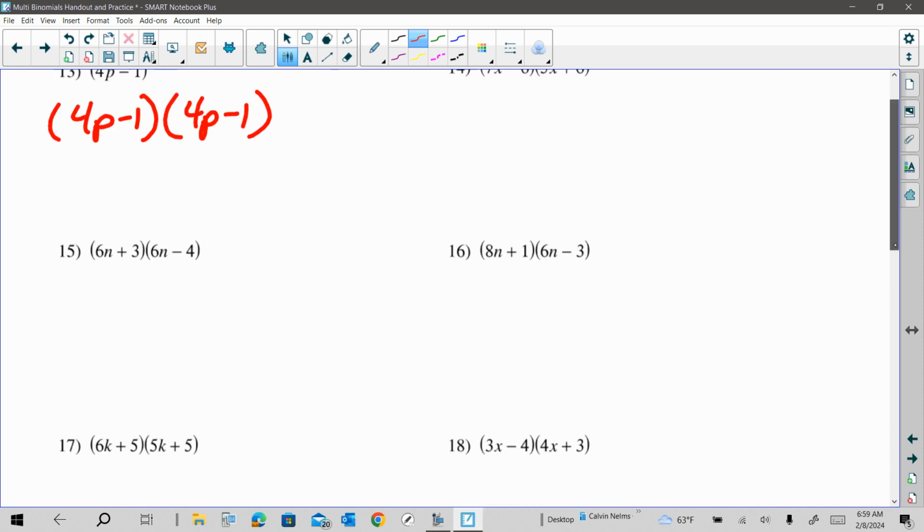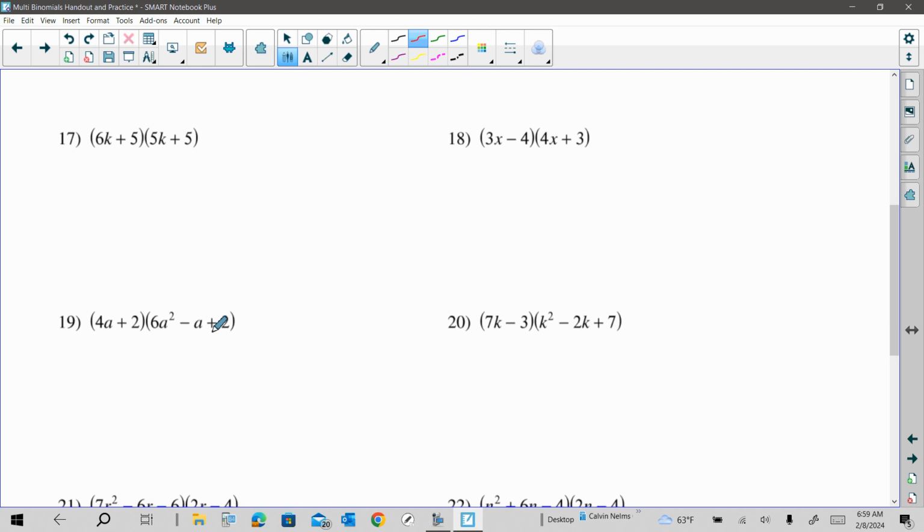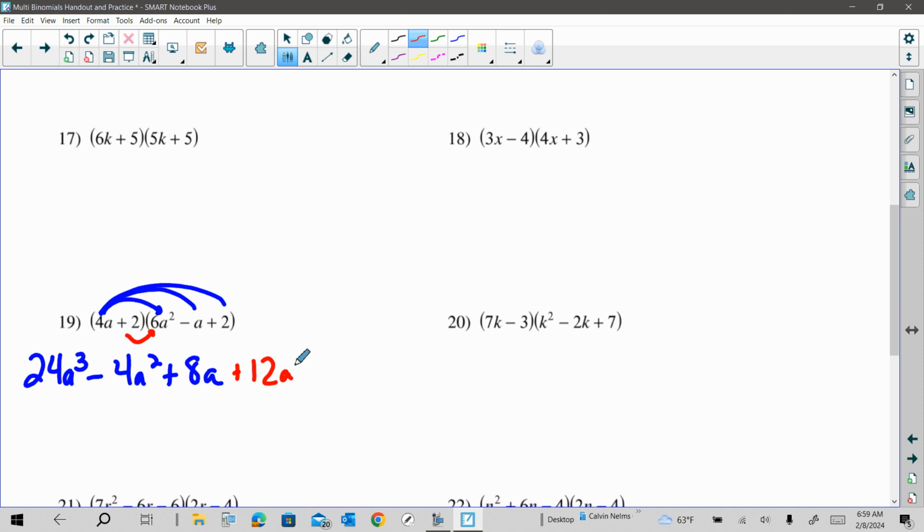So some more FOIL. And then we have binomial times a trinomial. So we're either going to distribute or doing the box. So if I'm distributing, this will be 24a cubed, then minus 4a squared. And this will be plus 8a. That's the first terms. Then I go to the next term, 2 times 6a. That's going to give me 12a squared. This will be minus 2a. And this will be plus 4. Now I'm just combining my like terms.